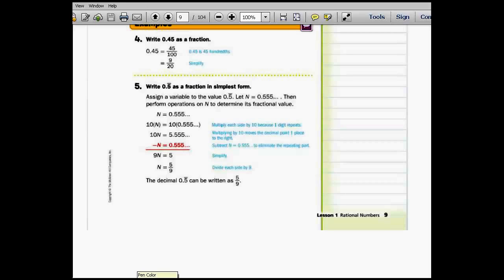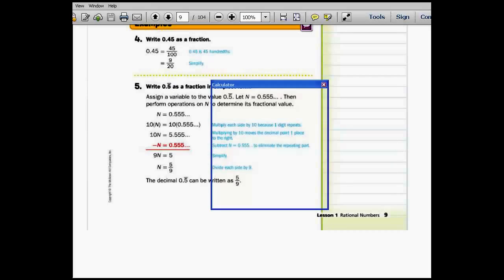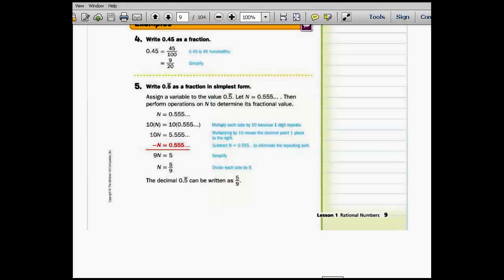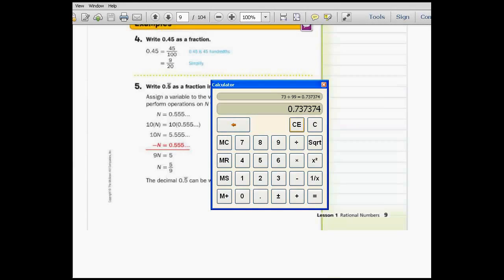All right, let's look at this. 0.5 repeating. Instead of doing all of this, there is a shortcut in that a number that is repeating is actually that number divided by 9. So let's pull up the calculator here real quick. If I have 0.5 repeating and I take 5 and divide it by 9, guess what I get? 0.5 repeating. Now, don't pay much attention to this 6 at the end, because that's just the calculator rounding it.